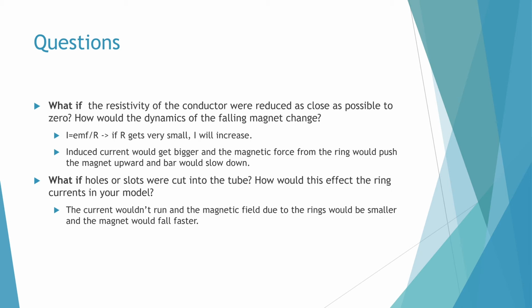And so if you cut holes or slots into the tube, what would happen? The current wouldn't be able to run through the rings. The magnetic field would be smaller. It wouldn't push upward as much, and so the magnet would end up falling faster.